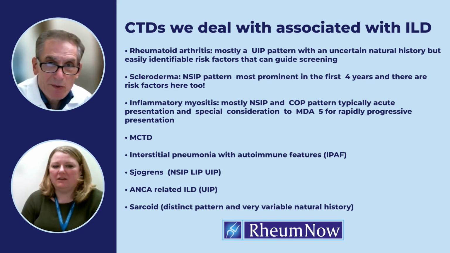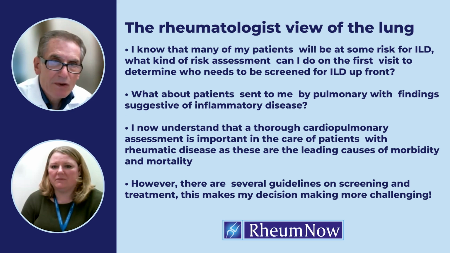So these are the connective tissue diseases we all know that we deal with associated with interstitial lung disease. By far, the top three are rheumatoid arthritis, mostly a UIP pattern, scleroderma, which is typically an NSIP pattern, typically fibrotic. The disease is most prominent or occurs in the first 4 years, and inflammatory myositis, which is a more inflammatory disease, typically NSIP, or organizing pneumonia, with special consideration for MDA5, which can present with a rapidly progressive course. But all of the diseases that we deal with, by and large, can result in interstitial lung disease, but we'll focus our discussion.